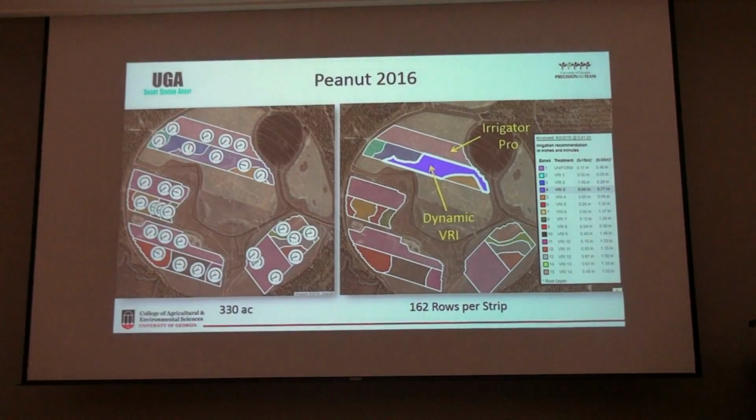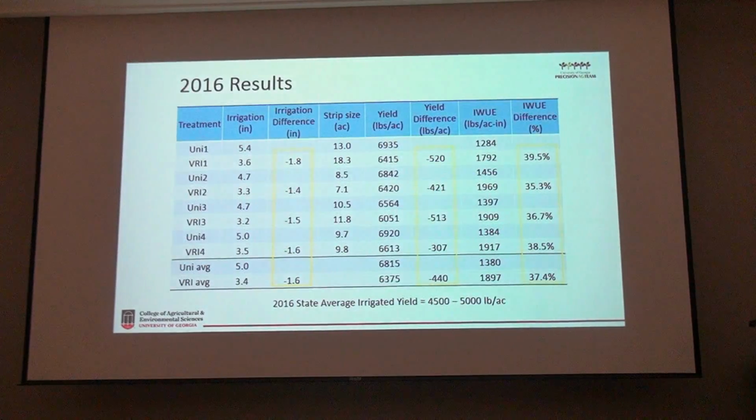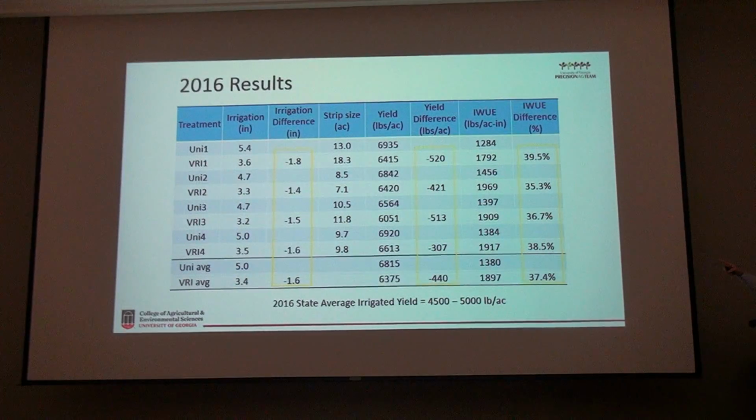We repeated the experiment in 2016, which was a very different sort of precipitation year. And here's the layout again. I want to show you the results in more detail because we had some really interesting results. What you see here, we had 4 sets of parallel strips again. Again, Irrigator Pro versus Dynamic VRI. You see the pairs of strips. So on this table, Uniform 1 and VRI 1 at the top there is one pair. Uniform 2, VRI 2 is a second pair.